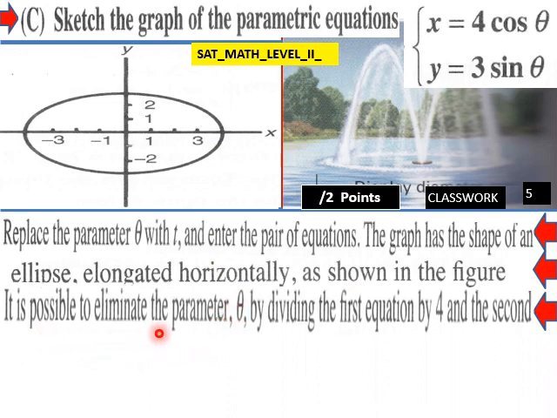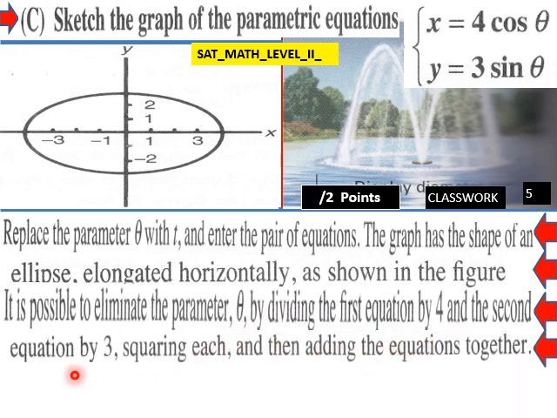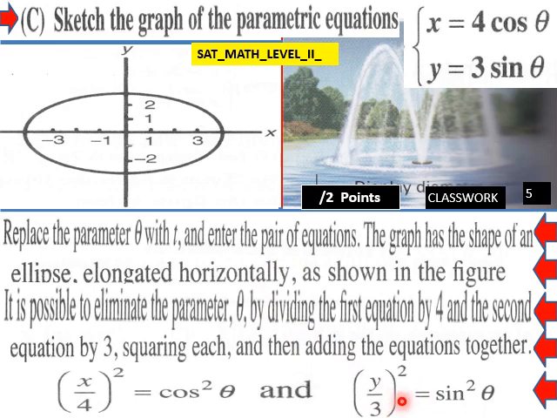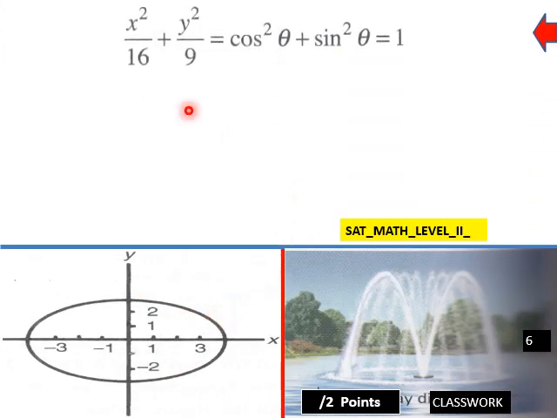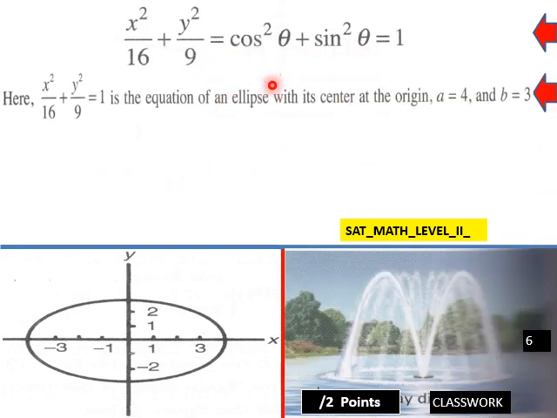It is possible to eliminate the parameter theta by dividing the first equation by 4 and the second equation by 3, squaring each, and then adding the equations together. So here we have the quantity x over 4, squared, equals cosine squared theta, and the quantity y over 3, squared, equals sine squared theta. When we add them together, we end up with x squared over 16 plus y squared over 9 equals cosine squared theta plus sine squared theta, which equals 1. This should look familiar, by the way.